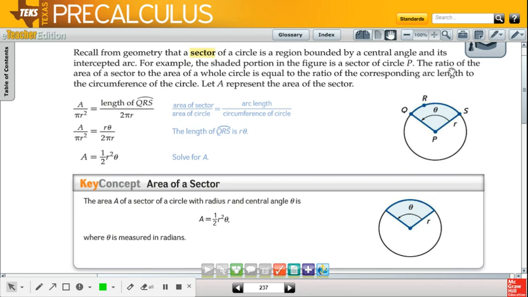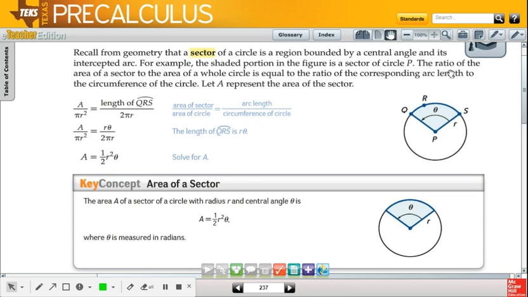The ratio of the area of a sector to the area of a whole circle is equivalent to the ratio of the corresponding arc length to the circumference of the circle. All right, let's go back because that sentence sounds so confusing.